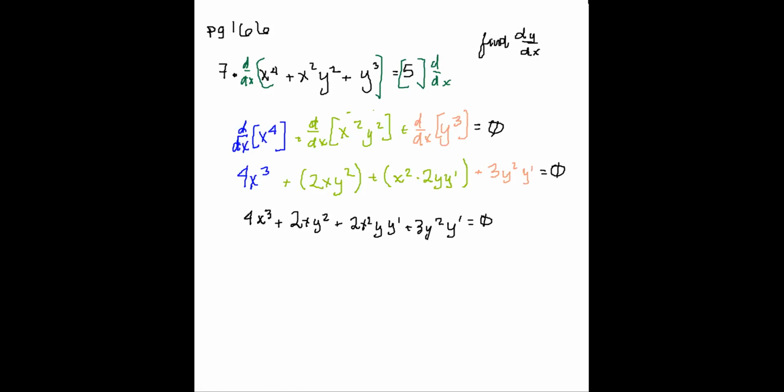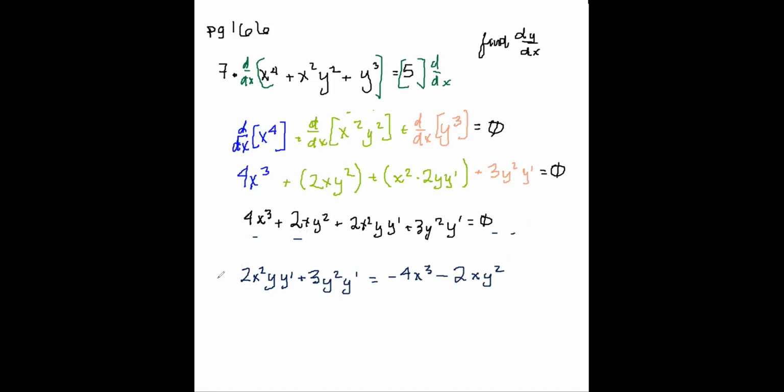Yes, I am going to want to factor out that y prime, and to do that, I'm going to need to do a little bit of rearranging. So I'm going to subtract 4x cubed and subtract 2xy squared from this side. So I'm going to end up with 2x squared y prime plus 3y squared y prime is equal to negative 4x cubed plus 2x, minus 2xy squared. So I just subtracted both of these from both sides.